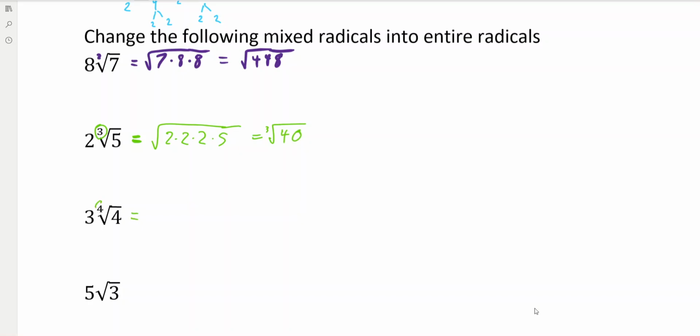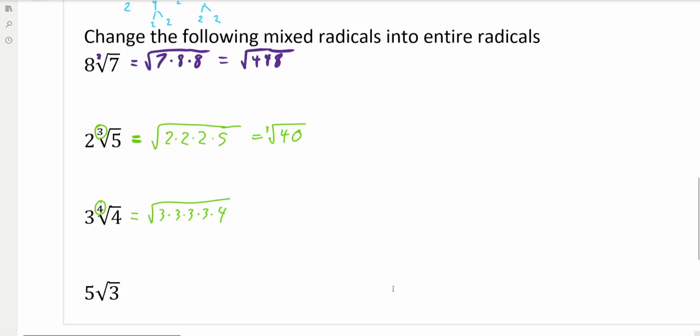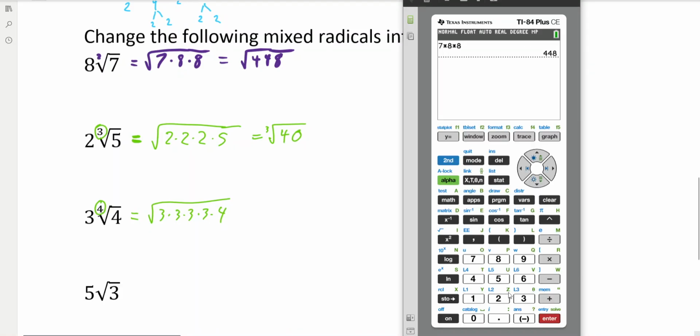Okay, the next one, there's a 4th root, so it is 3 times 3 times 3 times 3 times 4. I'm going to do that in the calculator as well. So 3 times 3 times 3 times 3 times 4, 324.